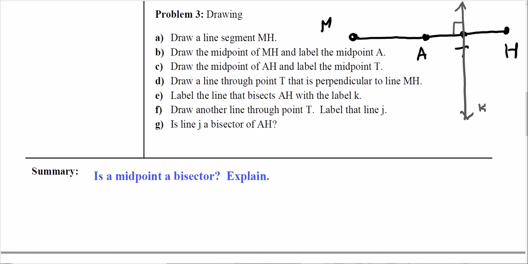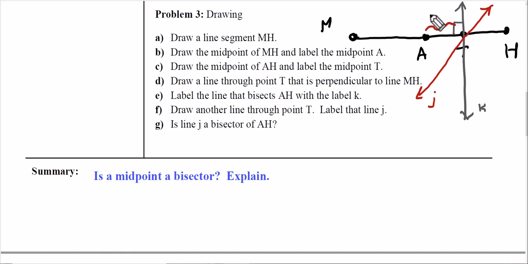Let's draw another line through point T, and I'm going to label this line J. So I'm going to just draw one at a weird angle. It's going to be lowercase j. That's line J. Question to you, is line J a bisector of AH? Recall that in order to be a bisector, you must divide things in half. Does line J divide this into two equal parts?